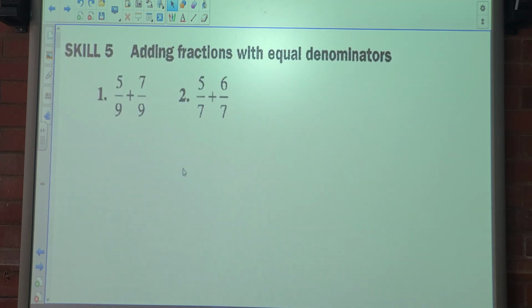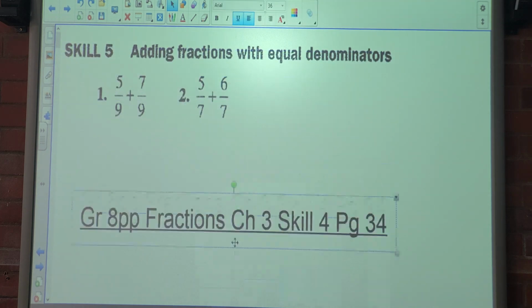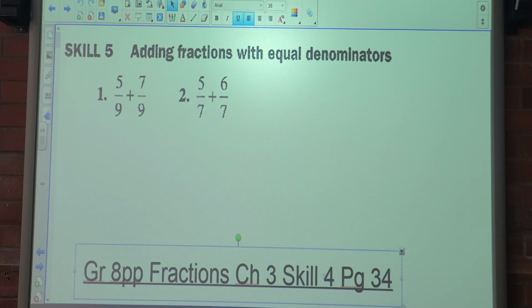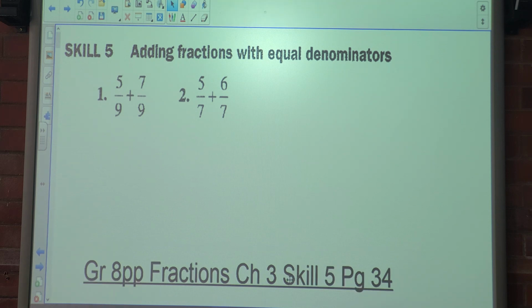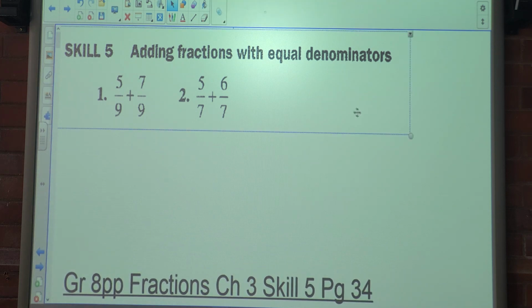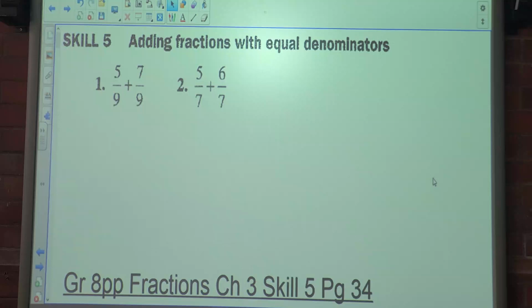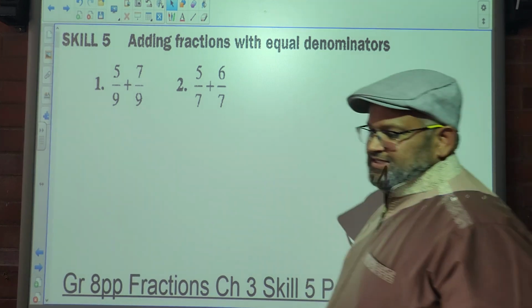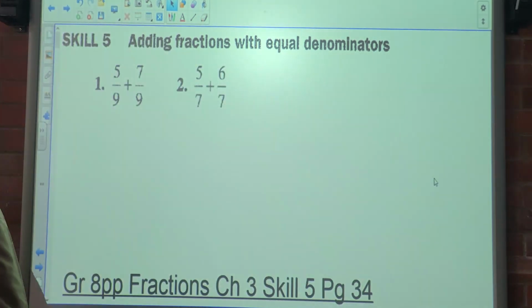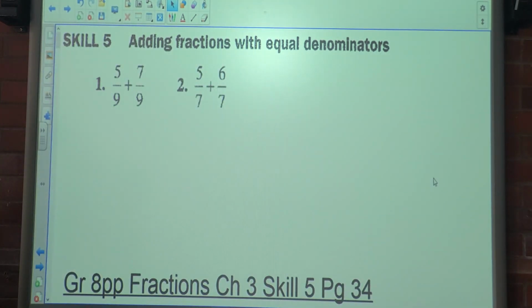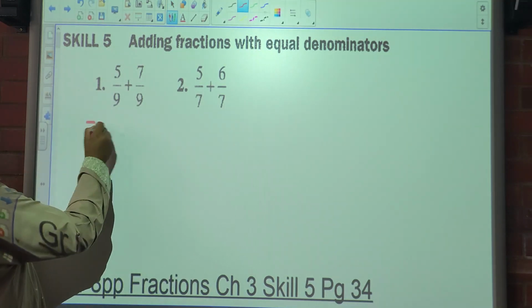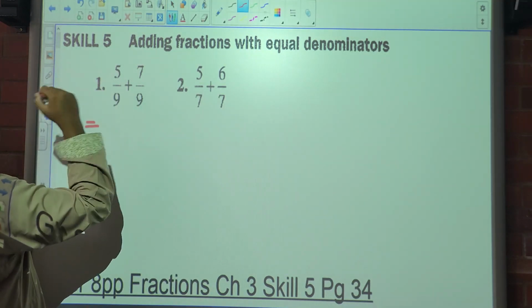Now we're going to look at skill 5. I gave you skill 5 homework as well. Adding fractions with equal denominators. Remember when you're adding and subtracting fractions, the denominator must be the same. Must always be the same. So as you can see, the denominators are the same here. So 5 9ths plus 7 9ths.